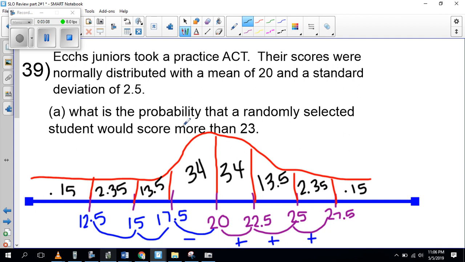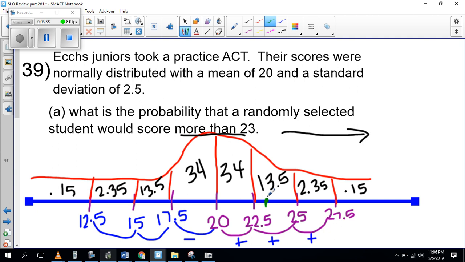Okay, so let's look at what it asked us. It says, what is the probability that a randomly selected student would score more than, so more than means it's getting bigger, so that's going to go to the right. More than 23. So we got to come here and look for 23. Well, 23 is not listed. So what we have to do is estimate where it will be. So we got 22.5, and so we know 23 will be about here.